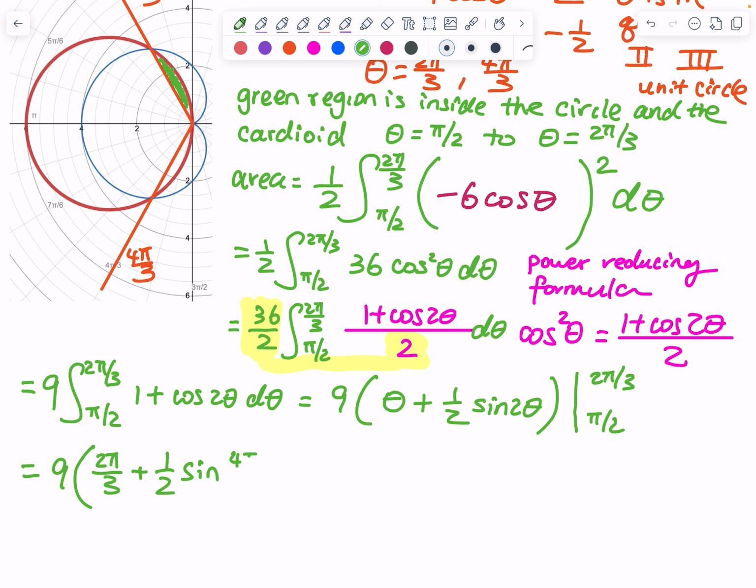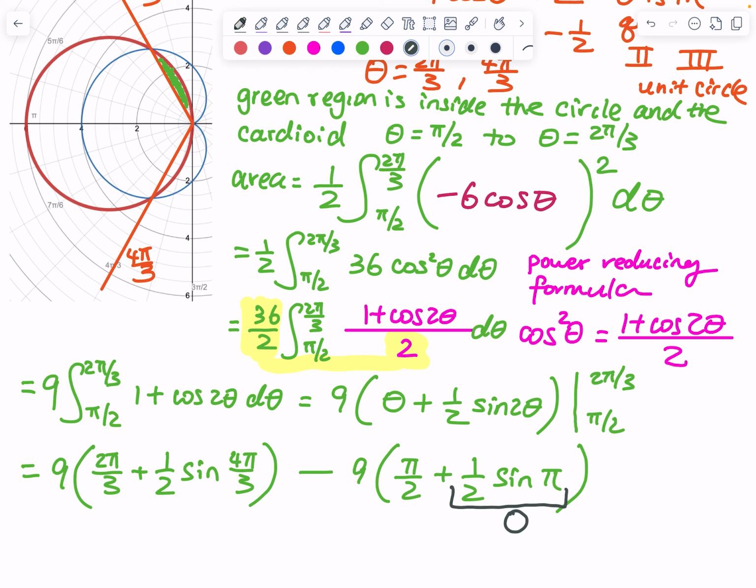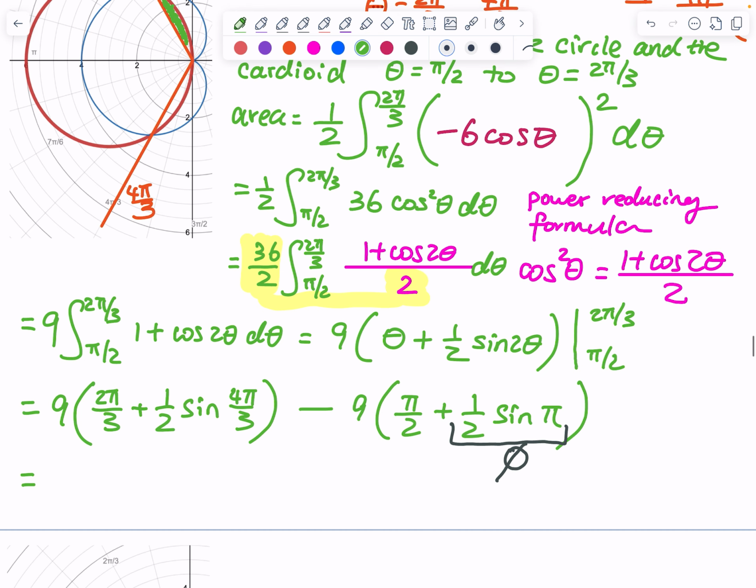2 pi over 3, that is 4 pi over 3, and then minus, by the fundamental theorem of calculus, 9 times pi over 2 plus 1/2 sine of pi. Okay, this one looks pretty good. Sine pi is 0, so that gives you a 0 immediately. You need to distribute this negative sign, and then I will pull the 9 out. I have 2 pi over 3, and then sine of 4 pi over 3, that is negative root 3 over 2. And then this one gives me a minus root 3 over 4, and then minus pi over 2.